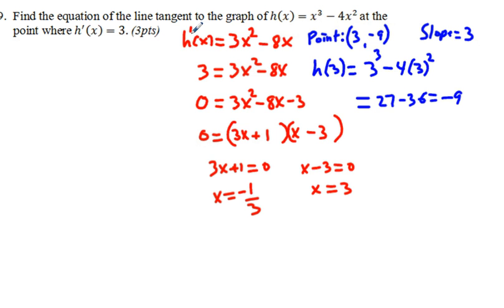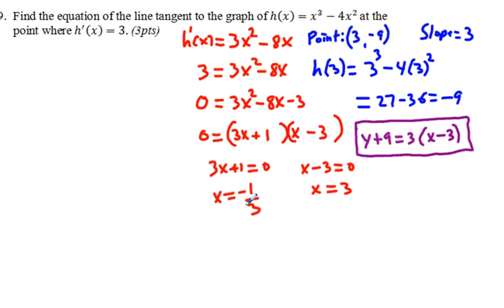So our equation for the tangent line is going to be y minus y sub 1. That's going to be plus 9, minus negative 9. So y plus 9 equals our slope, which is 3, times quantity x minus 3. So that is the equation, or one of the equations. We could have used this negative 1/3 as well, but we'll skip that for now.